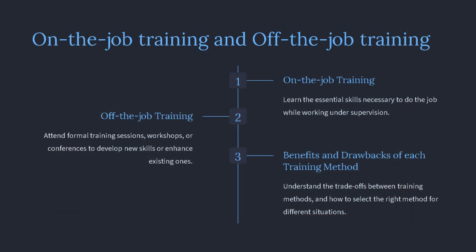When it comes to the types of training, it can be on-the-job training and off-the-job training. On-the-job training, as the term itself suggests, is done during the course of the job, like learning the essentials necessary to do the job while working under supervision. Off-the-job training means attending formal training sessions, workshops or conferences to develop new skills or enhance existing ones. It means you are not working, you are straight away taking on-duty leave and going for the training program.